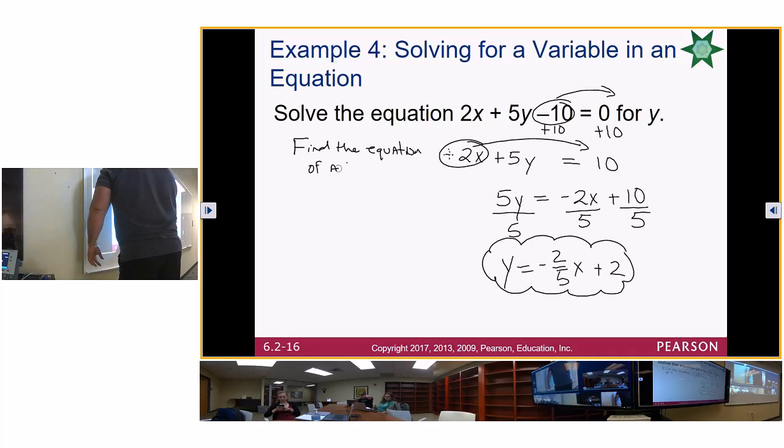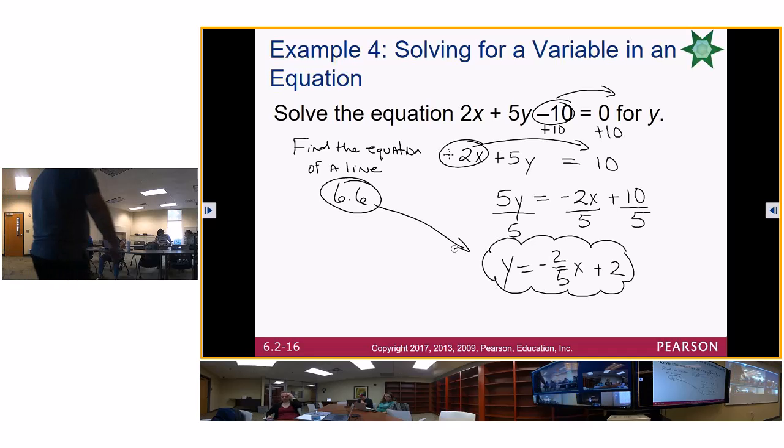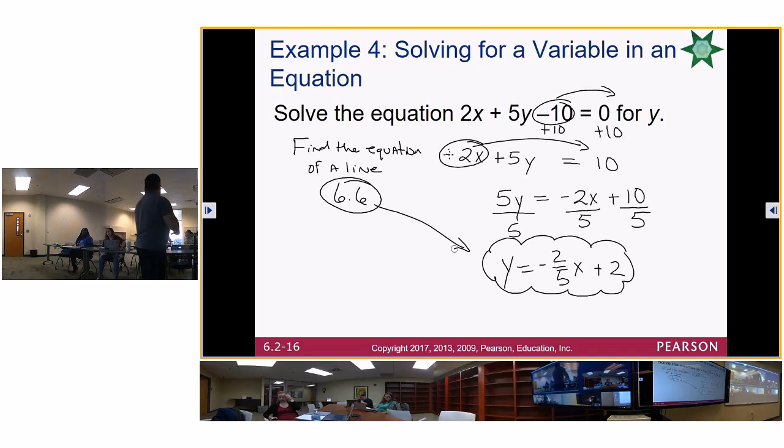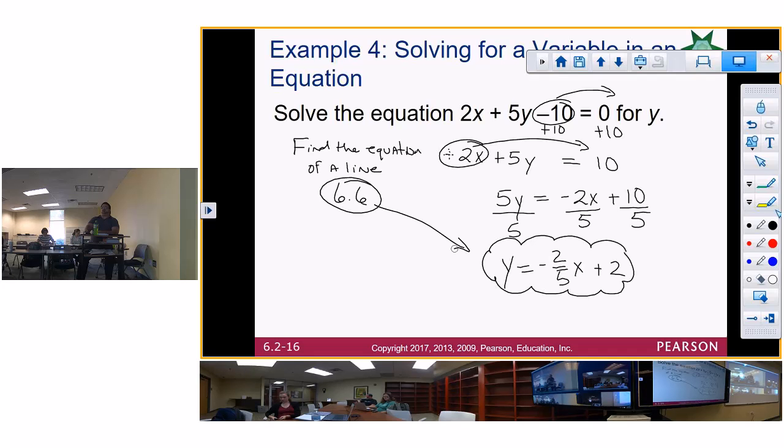You're going to see this in 6.6. Aren't there ones where you have to do that, but then you have to go back and solve for x too? Yeah. I hated that. Well, thanks for telling me. I'll put those on your test. Okay, in 6.6, you're going to see more of what we're doing here. For those of you that don't know, we're on 6.2. Okay?